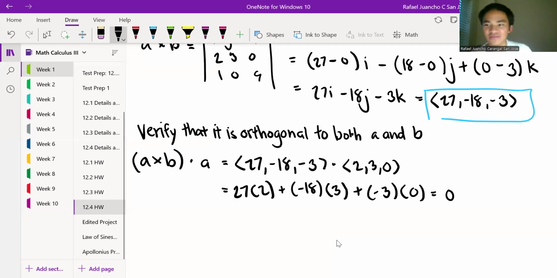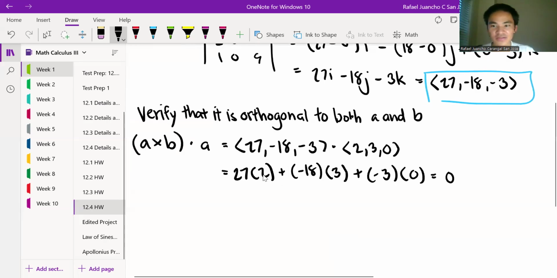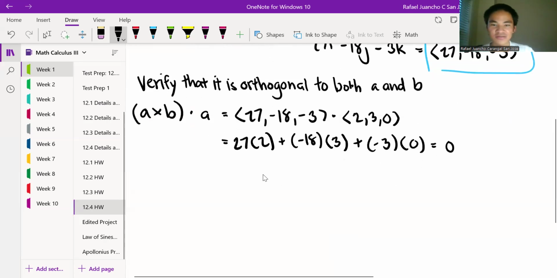And we remember, if the dot product of two vectors is 0, then it means they're perpendicular to each other. So yes, that's 0.